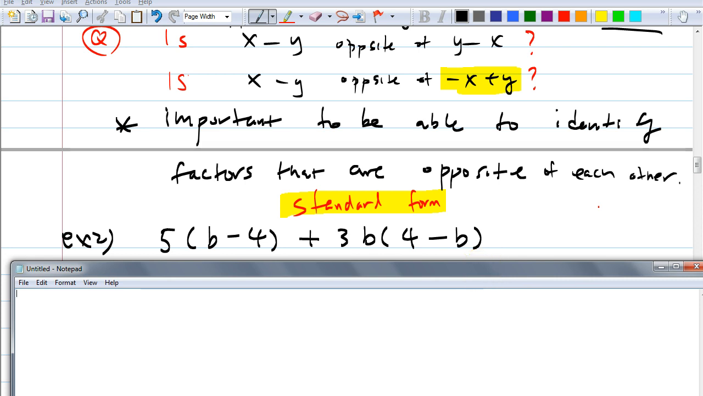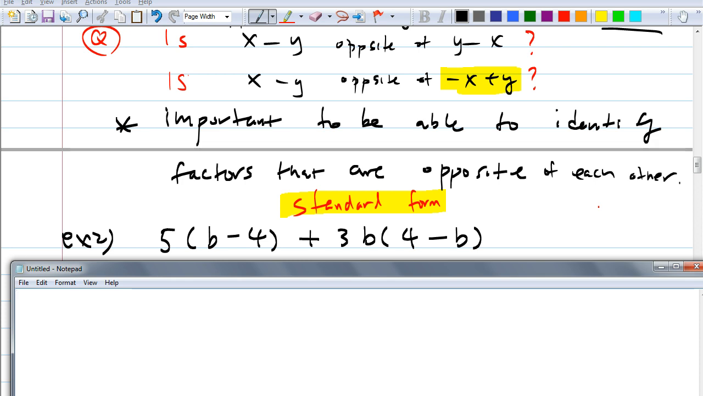Take a look at this example too. Why did we go through all these four? Well, because when I have something like this, 5 times (b minus 4) plus 3b times (4 minus b), it's going to be really helpful. First of all, if I ask you to factor this problem, will you be able to factor this right now?